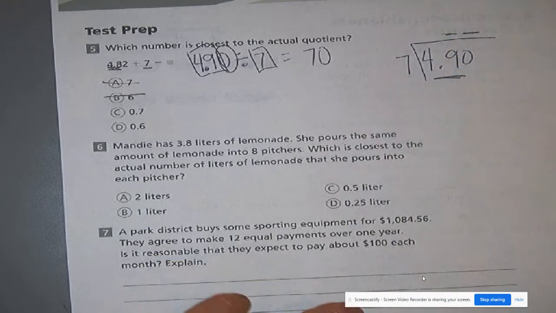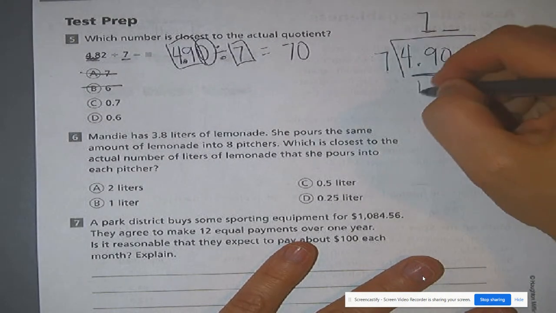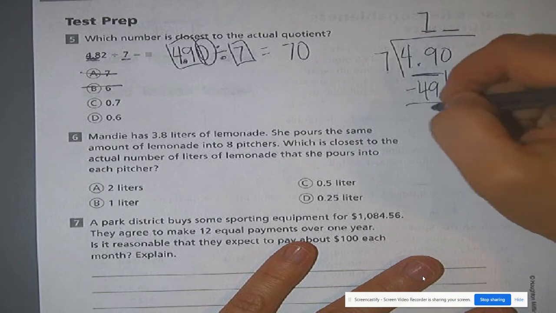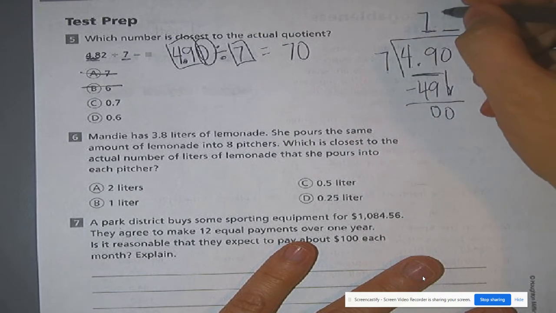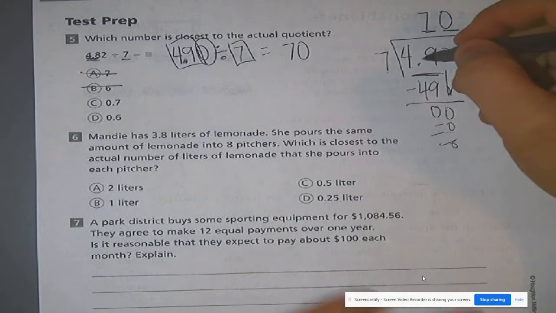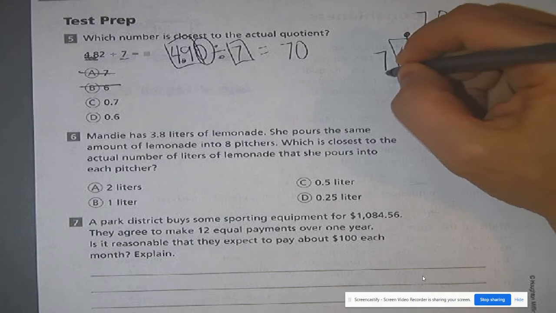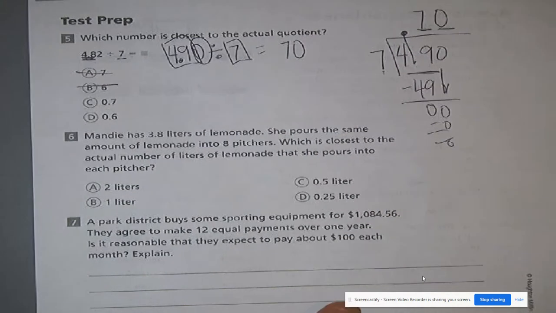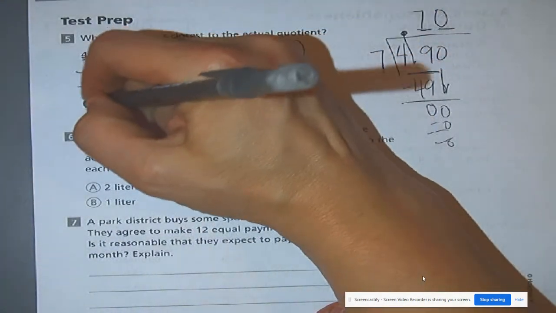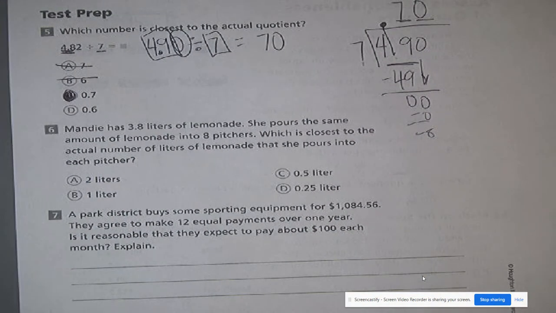So we're going to have 2 digits in our quotient. 49 divided by 7 is 7. That's 49. Bring down our 0. 0 divided by 7 is 0. So we're done, all right? And when we divide decimals, where do our decimals go? They go straight up because we are dividing by a whole number. So there's our answer, 7/10 or 70 hundredths. Good. Okay, Maddie has 3.8 liters of lemonade.